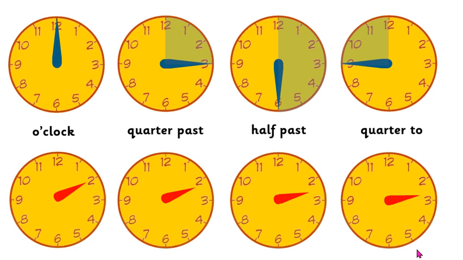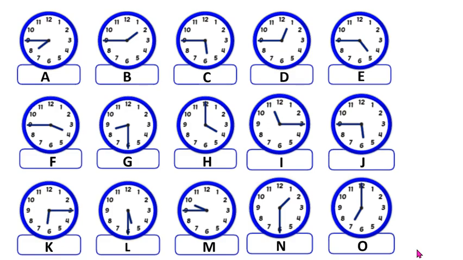Your learning today has lots of quarter to times. It also has quarter past, half past, and o'clock. So we're building on the learning from earlier in the week. This activity is exactly the same as the one you did yesterday. If you haven't done yesterday's, you need to do that first. All of the top row show quarter to, just so you get really familiar with quarter to.